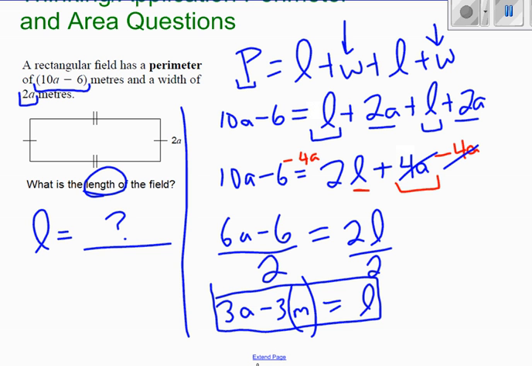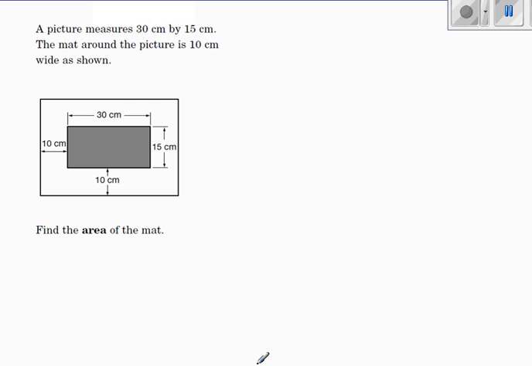So you can see how this is still a two-dimensional problem, but there's more to it than just using the formula. Let's look at the next question. In this question, we're told that a picture measures 30 by 15. So I guess this gray rectangle here is 30 by 15, and it represents some picture. The mat around the picture is 10 centimeters wide, so 10 centimeters wide in all places, and it says find the area of the mat.